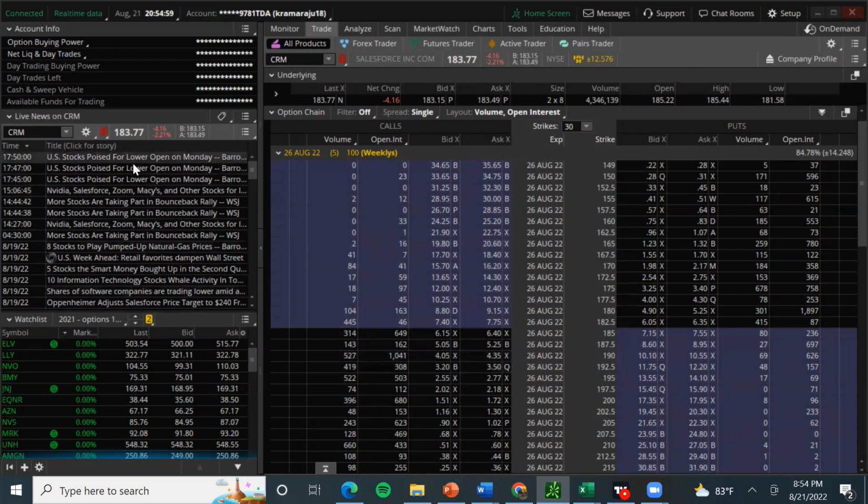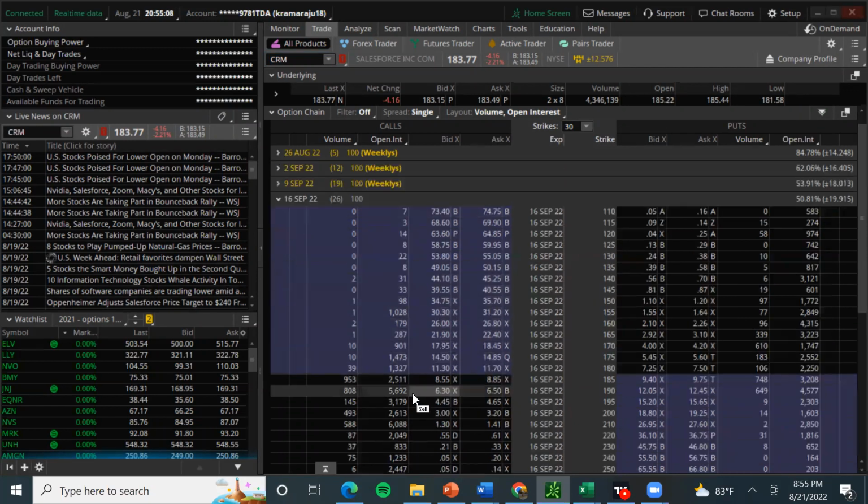Again, if you see the news, fundamentals, everything based on that, the 190 call looks good for 26th August. Or if I have a low risk appetite, I am okay with small profits, but I don't want to take huge risk, I will go with 16 September. I will pay a little more premium, but I will go with the 190 call of 16 September.